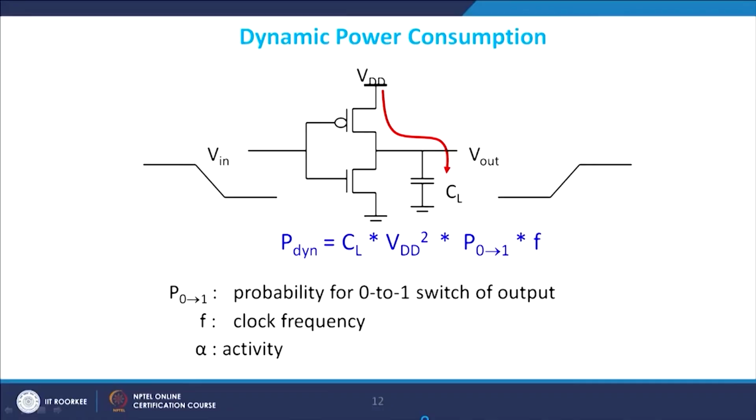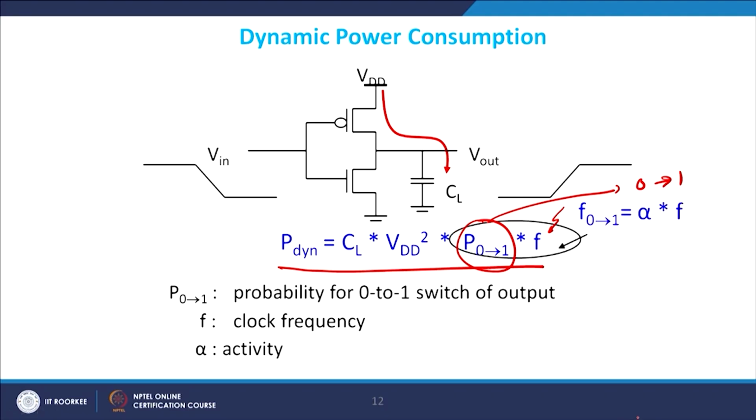For example, if you have a clock, the clock will surely have an activity equal to 1. If you do not have a clock, but you have some complex logic gate, maybe your alpha will be 0.75 and so on. So, your dynamic power primarily depends on two factors: the frequency of operation, as well as the probability that the output will go from 0 to 1, fine. That is what dynamic power dissipation is all about.